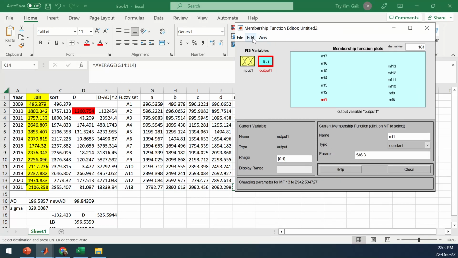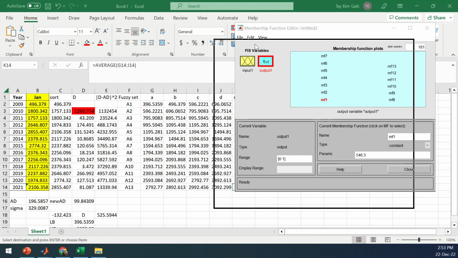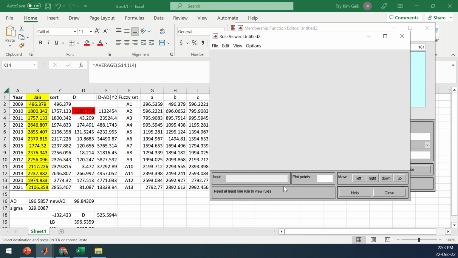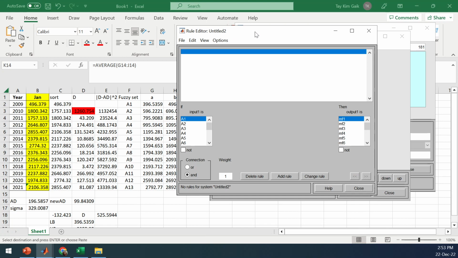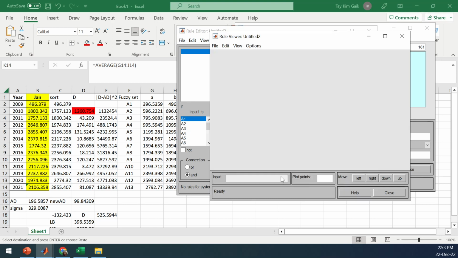Okay, and then you can view the rules. Oh God, you got no rules here. So we got no rules yet, so we edit the rules. Okay, we put up the rules. If the input is in A1, then the output is in membership function 1. Then you add rule.